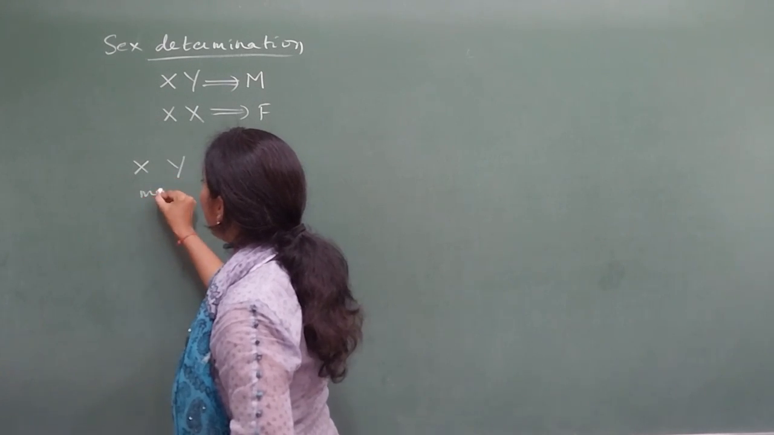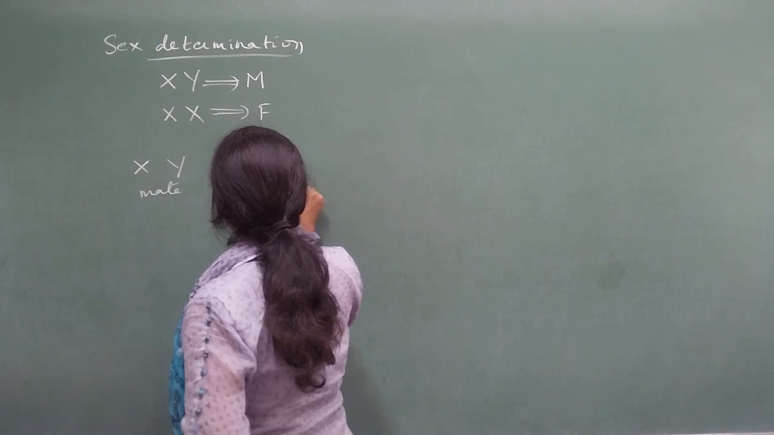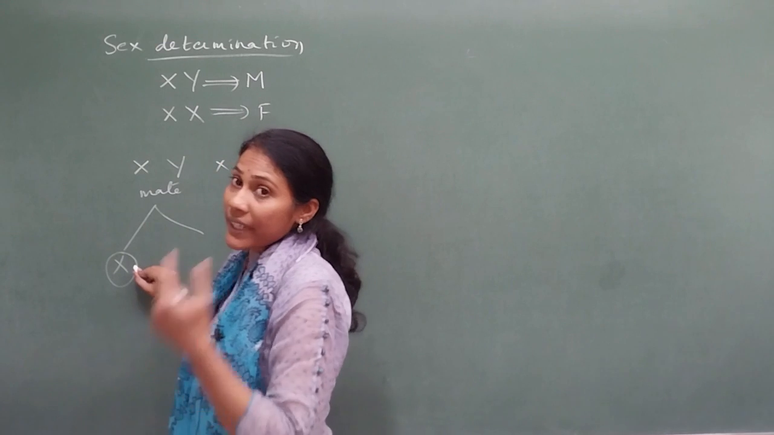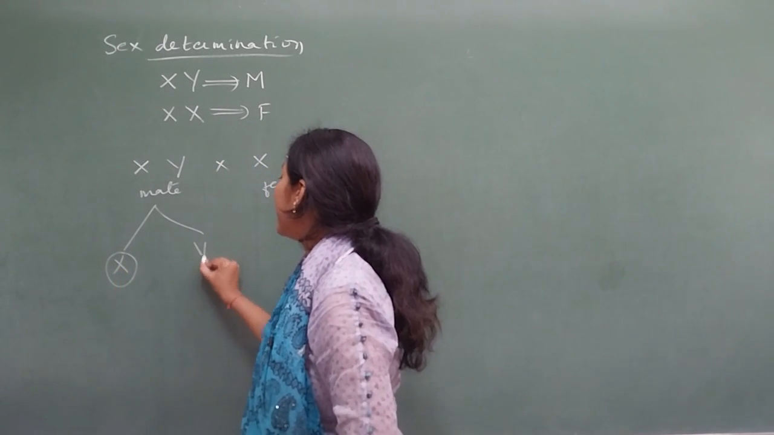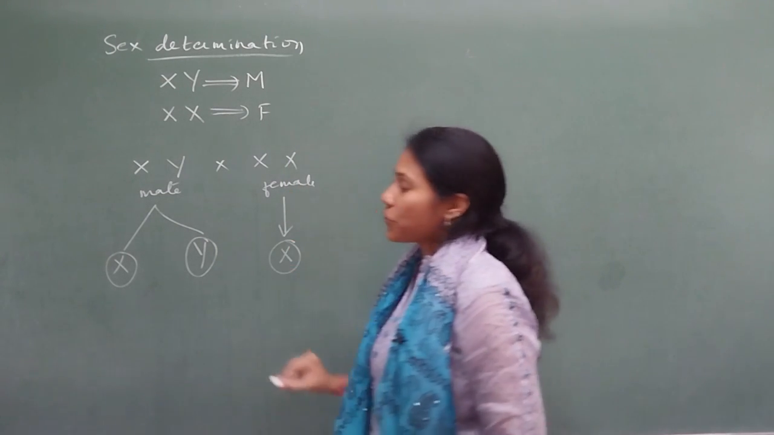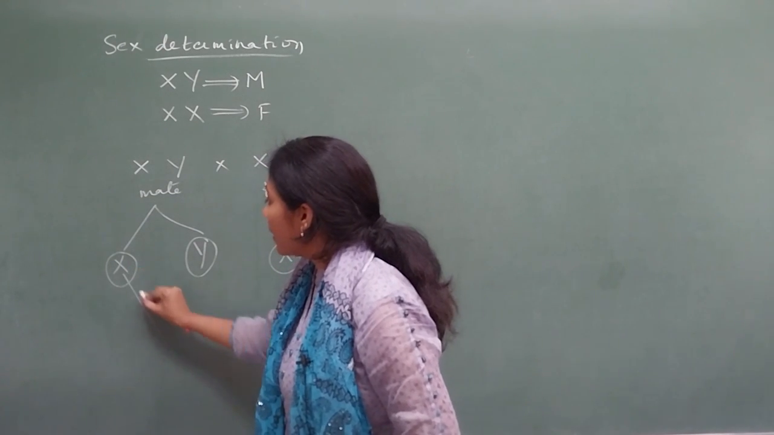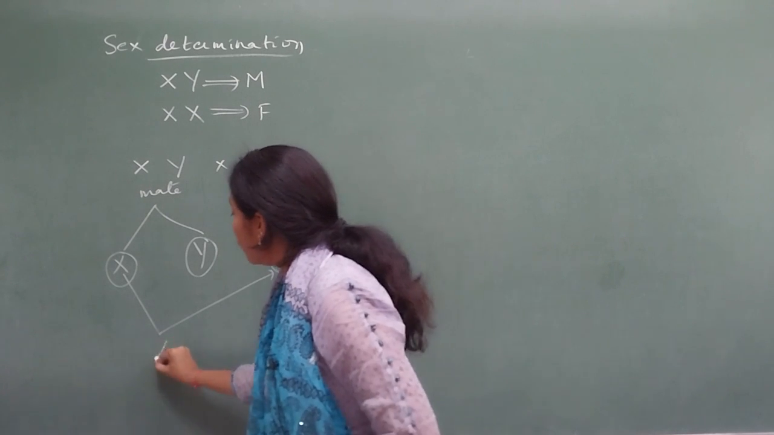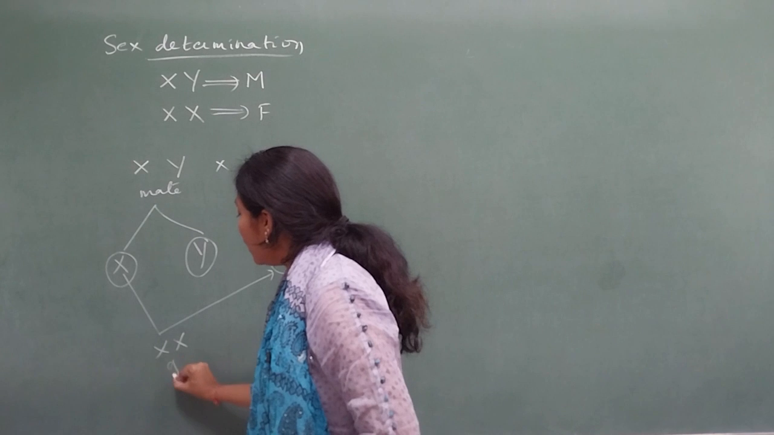XY, that is male, crossed with XX, that is female. Here the gametes are X. You can have a gamete having X chromosome, or a gamete having Y chromosome. Here all gametes will have X chromosome only. When this gamete of a father containing X chromosome combines with the gamete of mother, you will have XX, that is, a chance of a girl child.